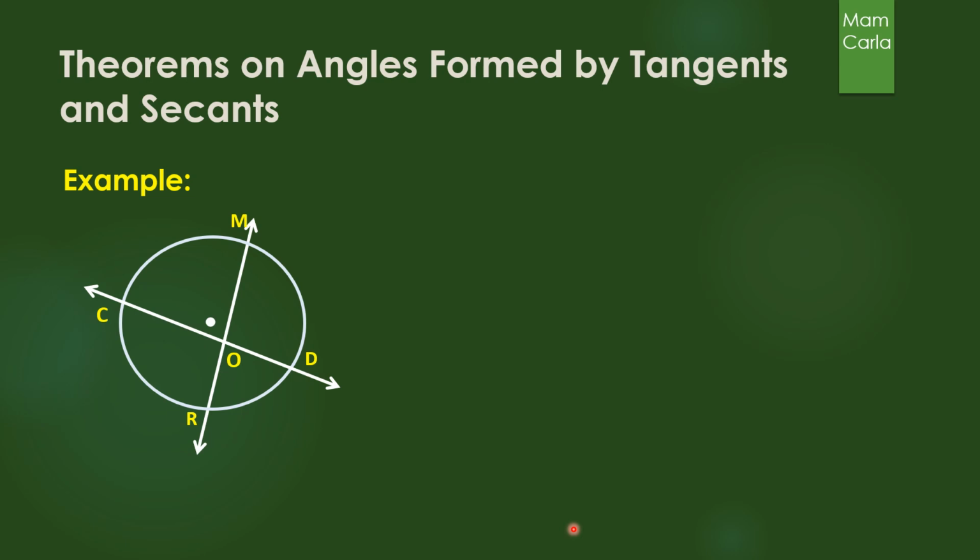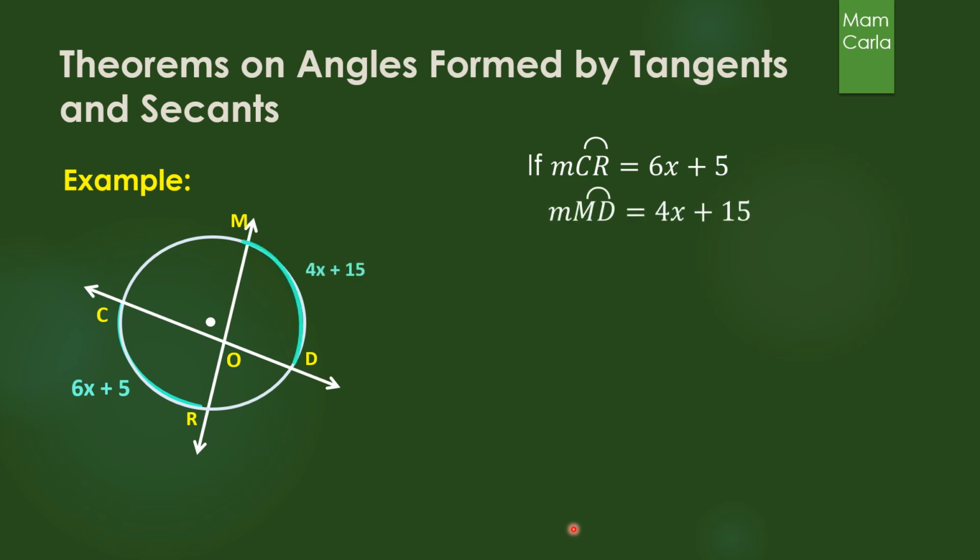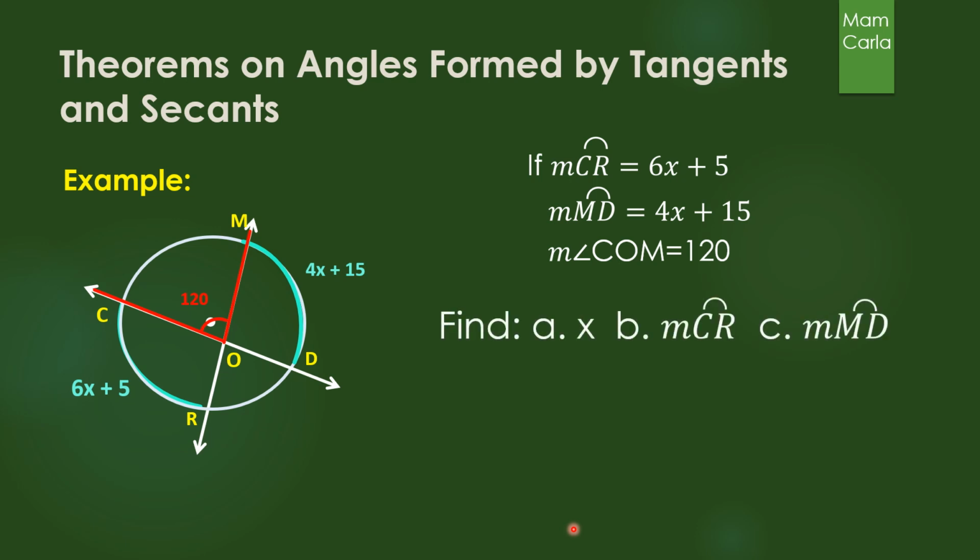Let us have another example. Provided that the measure of arc CR is 6x plus 5, the measure of arc MD is 4x plus 15, and the measure of angle COM is 120. Let us find the following: the value of x, the measure of arc CR, and the measure of arc MD.